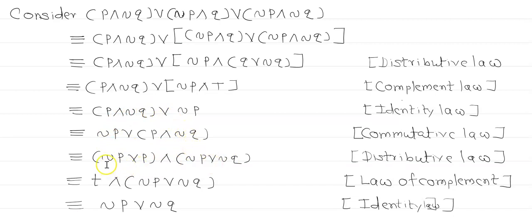Now negation of P or P, this is again nothing but T. Suppose this is F, then this will be T. What is T or F? It is T. And therefore, now next, again the same condition is here. There is T and negation of P or negation of Q. This is the law of the complement. And what about here? Now again the truth value of this depends on this bracket, and therefore it's called the identity law, and that's why we get negation of P or negation of Q.